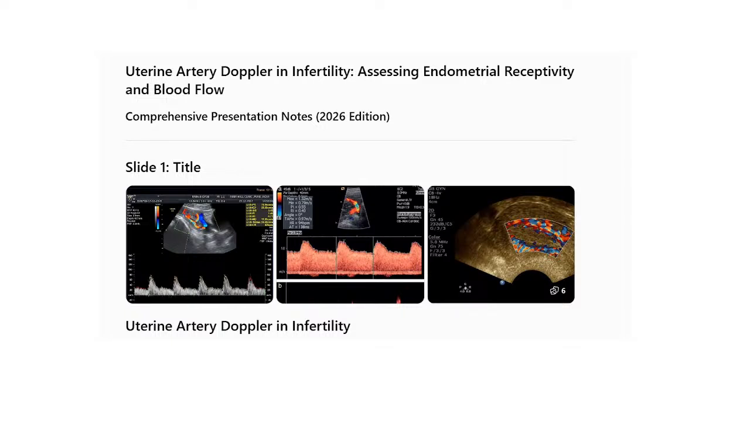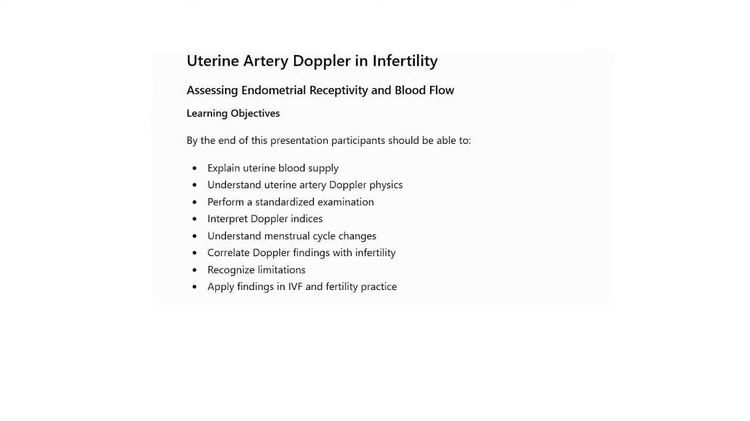People know it mostly when it comes to screening for preeclampsia. But we are now going beyond the screening for preeclampsia. We are going a step notch beyond that. So, uterine artery Doppler in infertility, assessing endometrial receptivity in the blood flow.